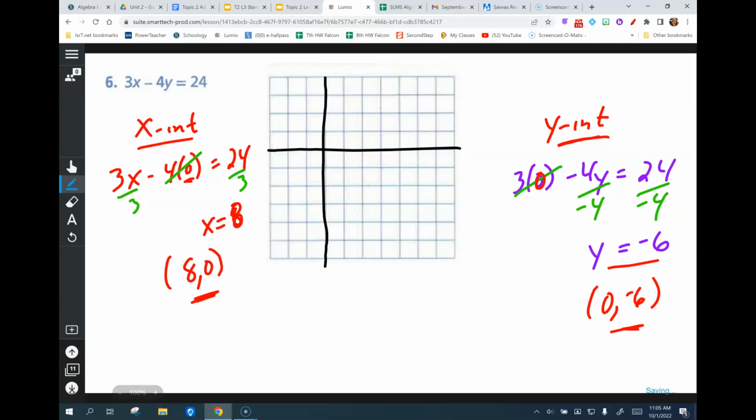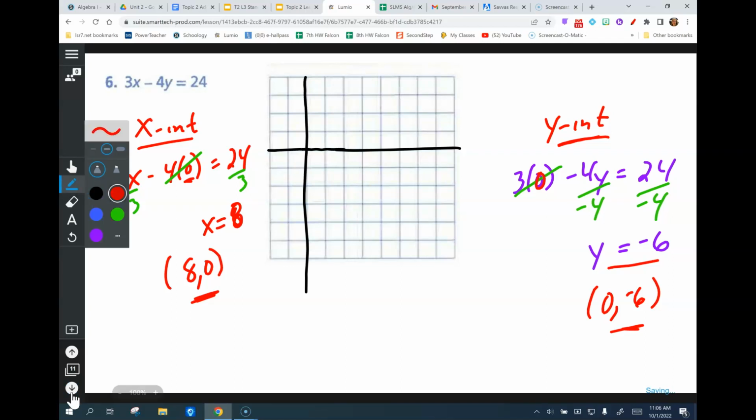1, 2, 3, 4, 5, 6, 7, 8. Dang, still didn't get it. So let me try that line again. We're just going to move it over one more. And we're going to put it over here. While I'm moving lines, I should check. 1, 2, 3, 4, 5, 6. Yep, that one works. Okay, here we go.